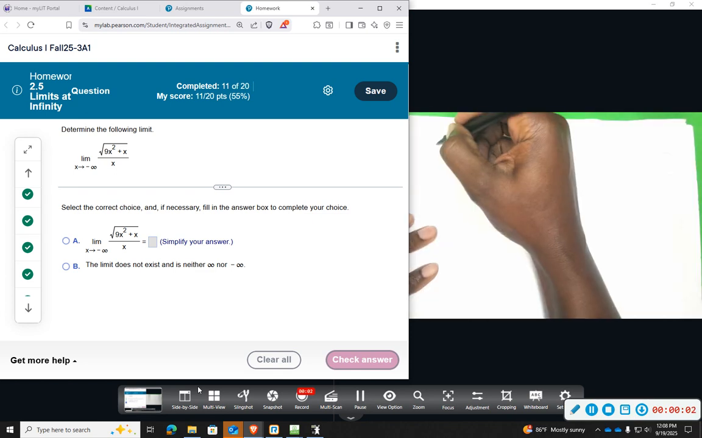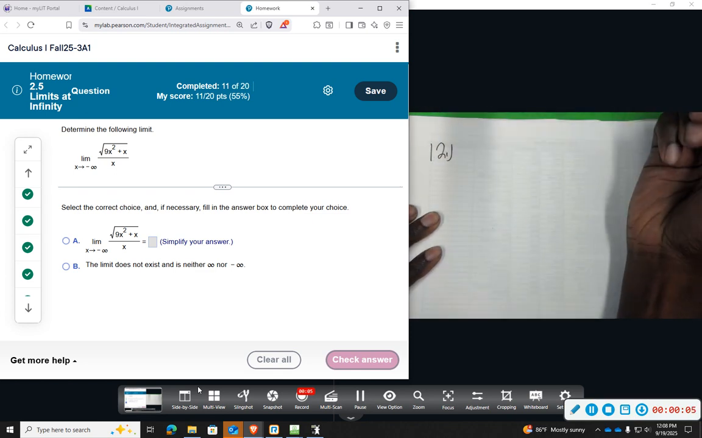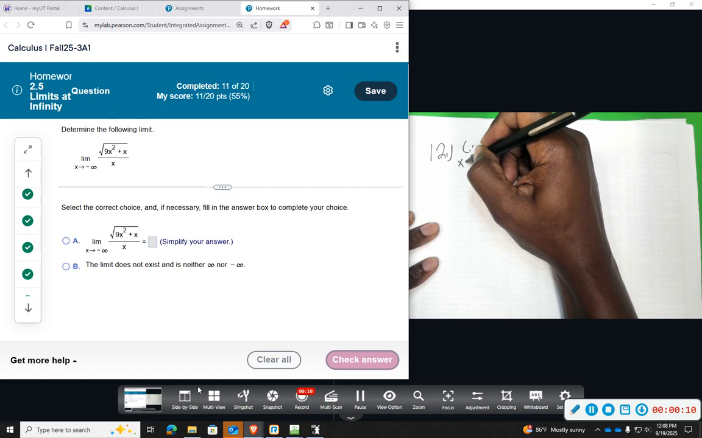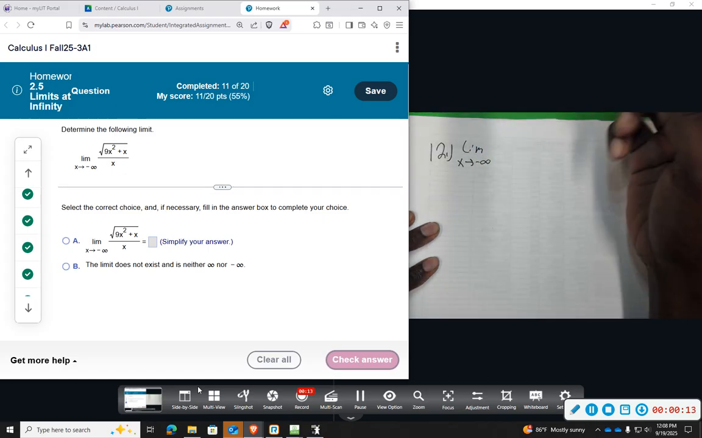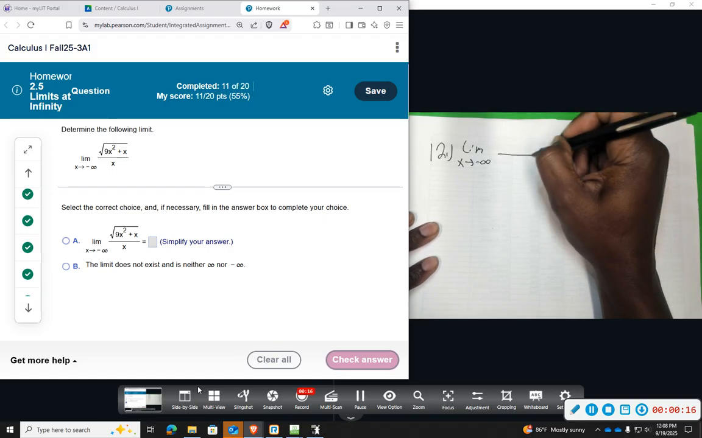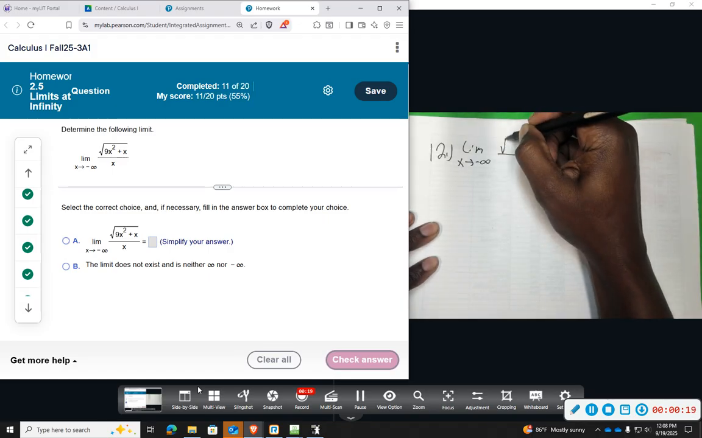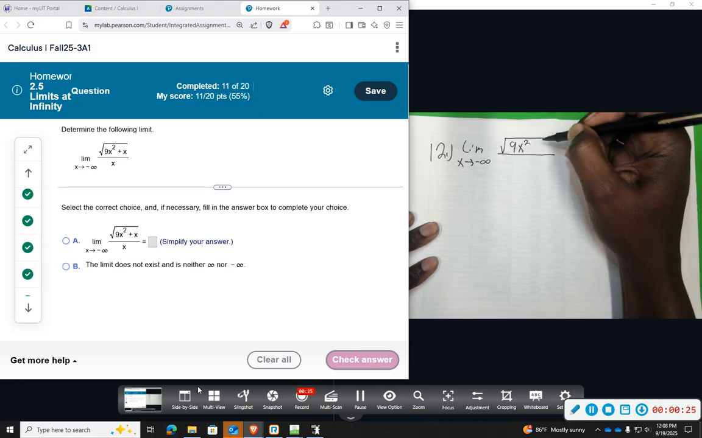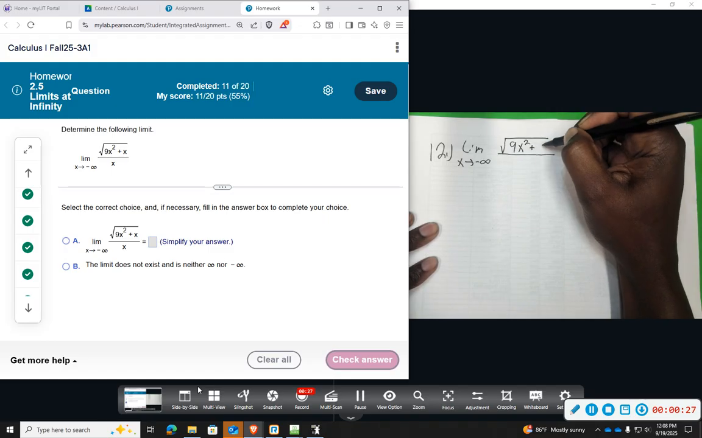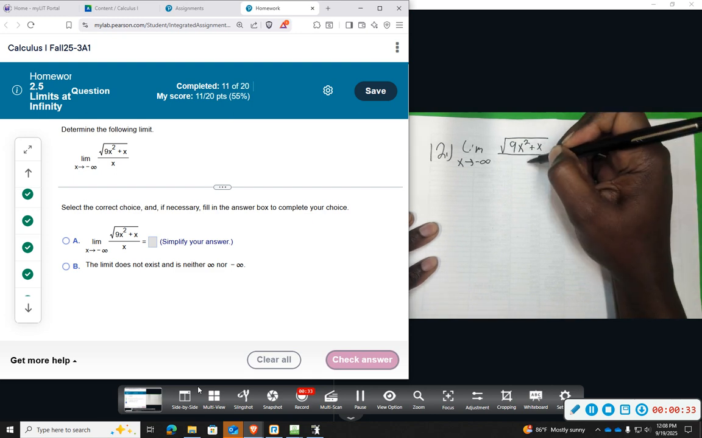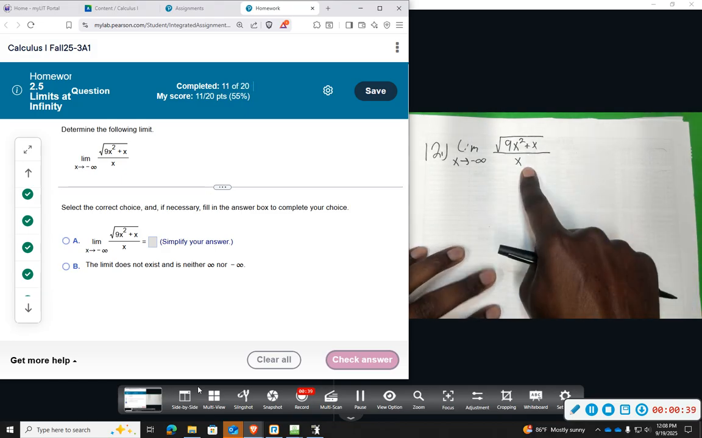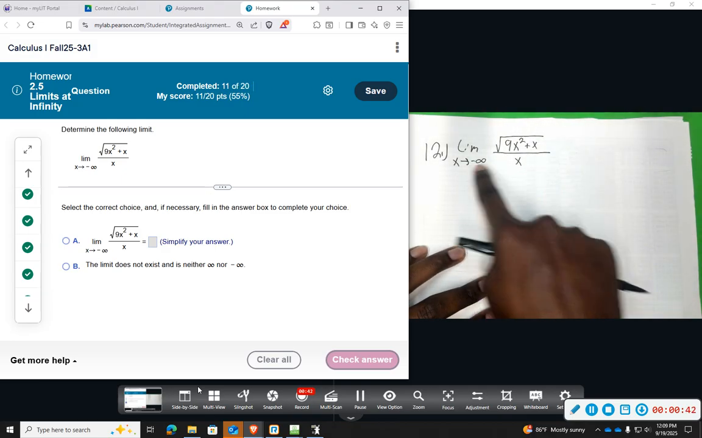All right, number 12, we're going to find the limit of the given function. This time x is going toward negative infinity. Okay, so with this overall fraction, this denominator is getting really big and negative.